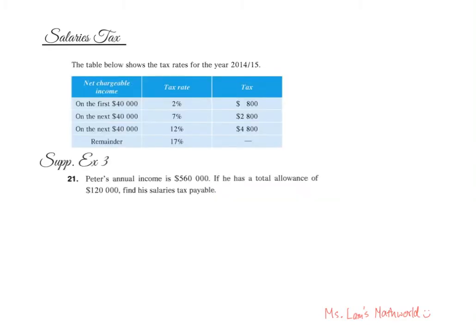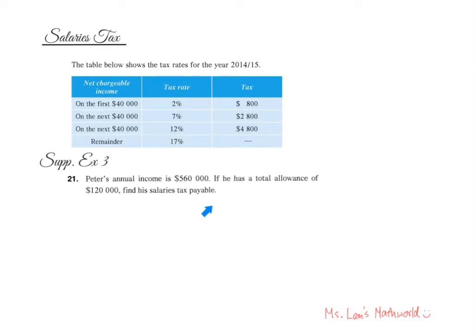Please look at Supplementary Exercise 3, question 21 as an example. Whenever you want to find the salary tax payable, please refer to this table of the textbook. In this question, you can see you got the annual income of Peter, and then a total allowance. After that, I want to find the salary tax payable.